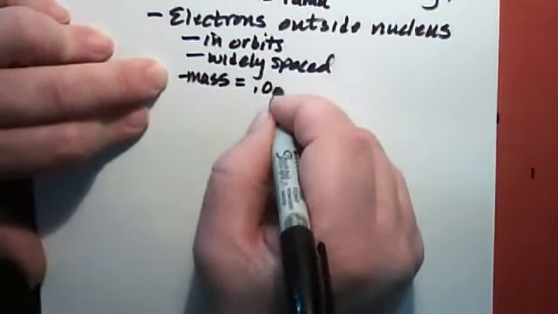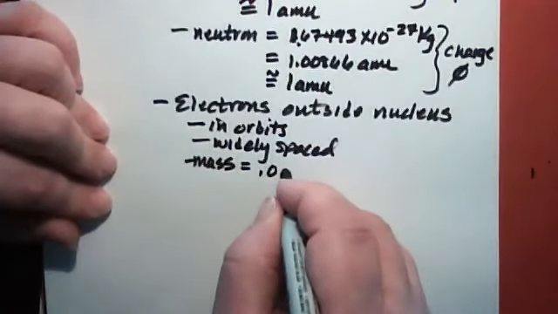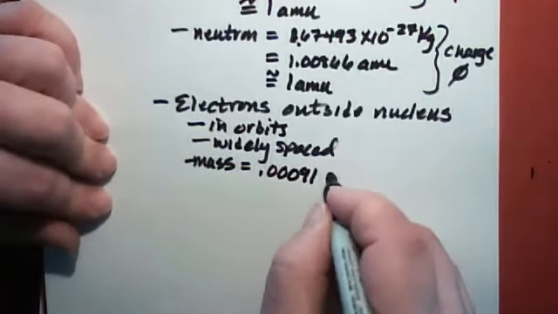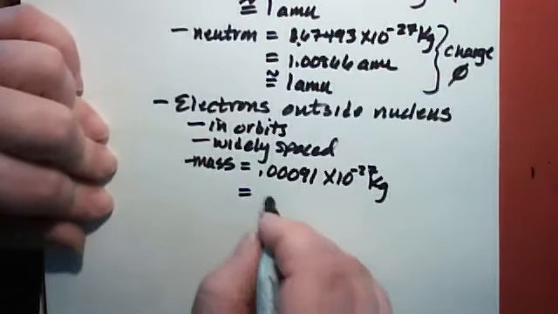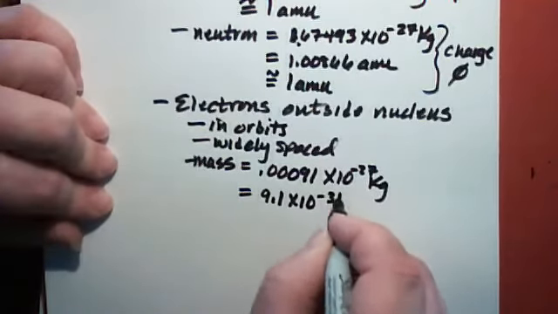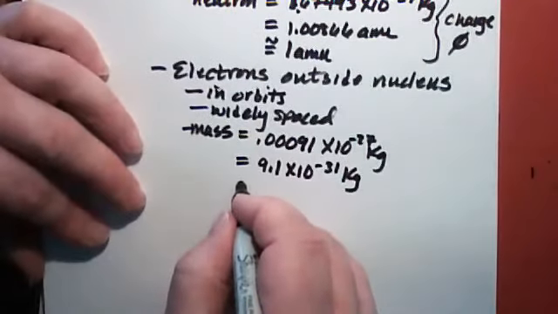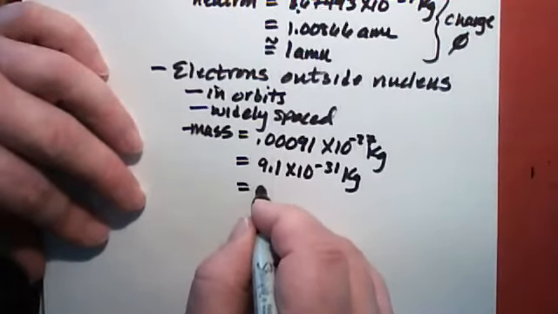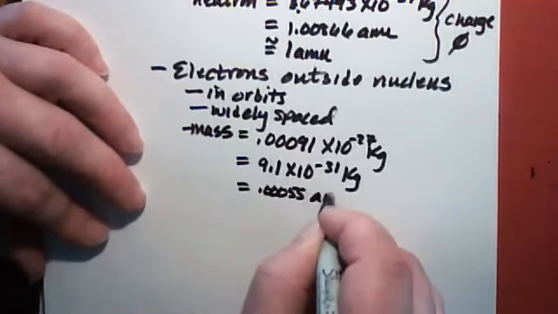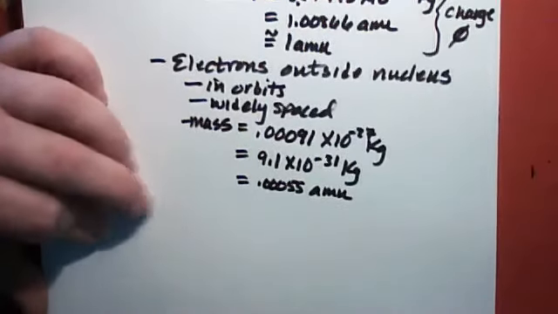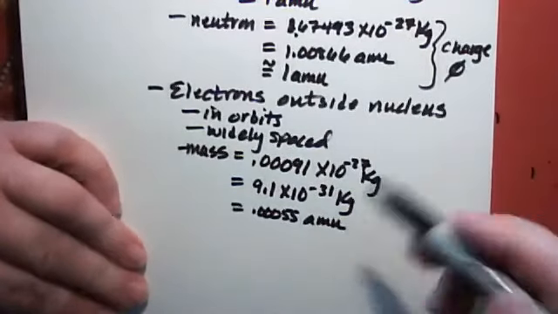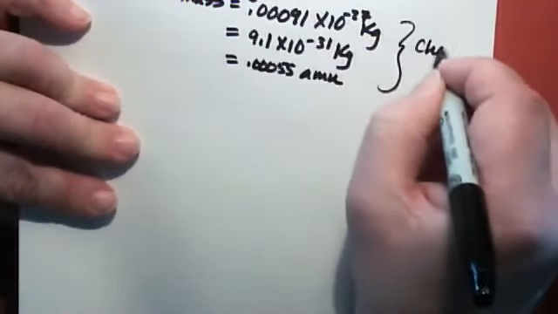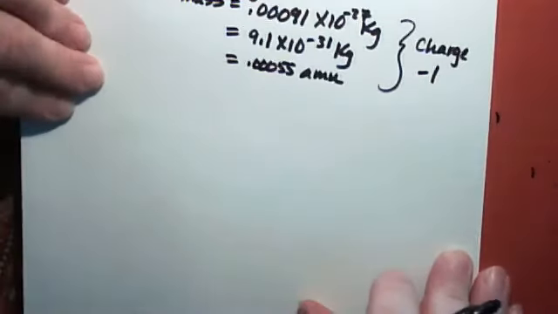The mass, to put it on the scale of 10 to the minus 27 kilograms, like we were using for the protons and neutrons, is 0.00091 times 10 to the minus 27 kilograms. In proper scientific notation, that's 9.1 times 10 to the minus 31 kilograms. And that's about 0.00055 AMUs, atomic mass units. So compared to the masses for, say, a neutron or a proton, you can see that electrons are really, really tiny. The electrical charge is -1.